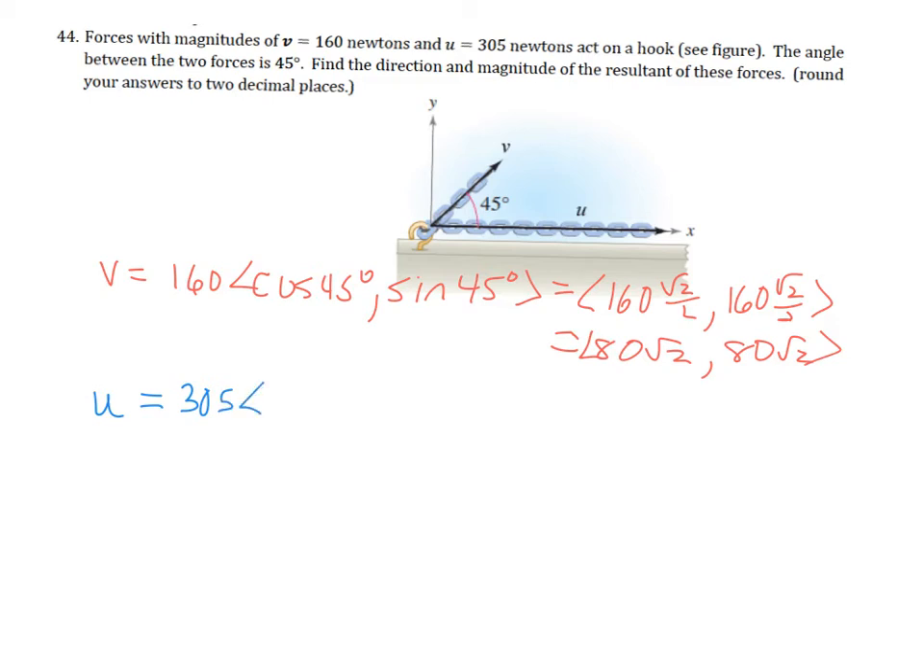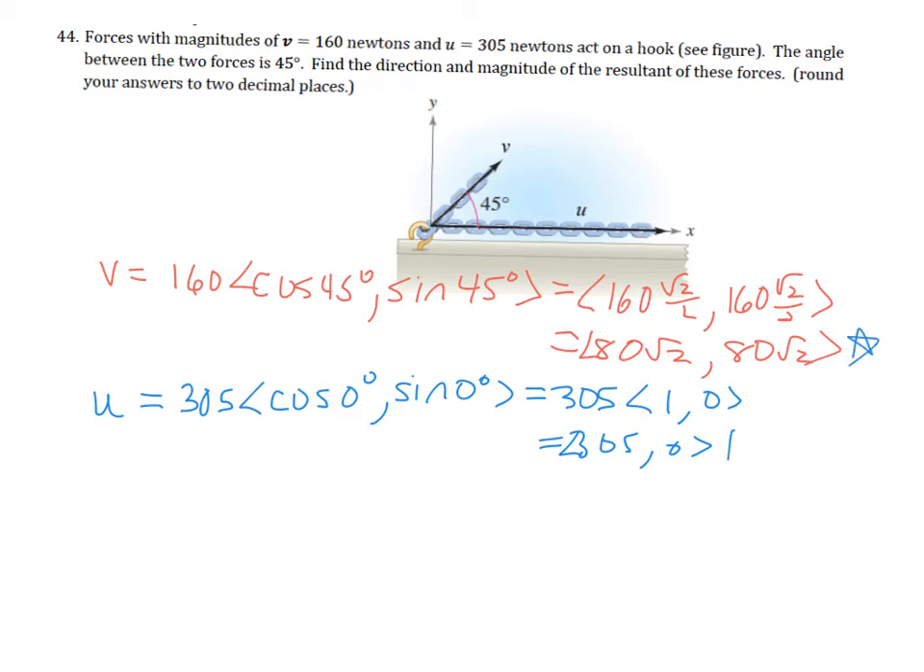Its components of its unit vector are the cosine of 0 degrees and the sine of 0 degrees, which is 305 times the vector 1, 0, which is 305, 0. Now, to find the resultant of two forces, if they are in component form, we can just add the two vectors together. Okay?